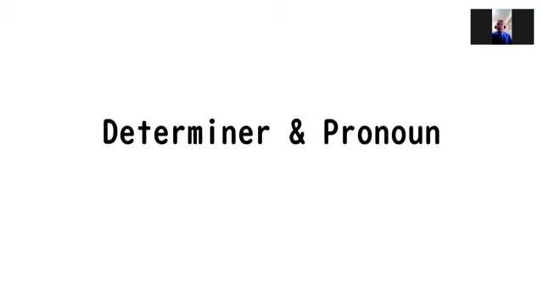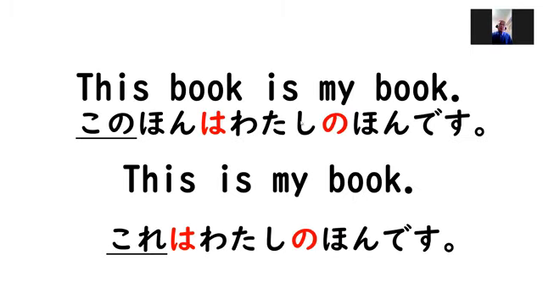So today I want to show you a quick video about the determiner and pronoun, perhaps the most important grammatical point in chapter 2. All right, so what does a determiner do? It helps us to determine the noun. And a pronoun is a replaceable noun, simple as that. So for example, here we have: this book is my book.